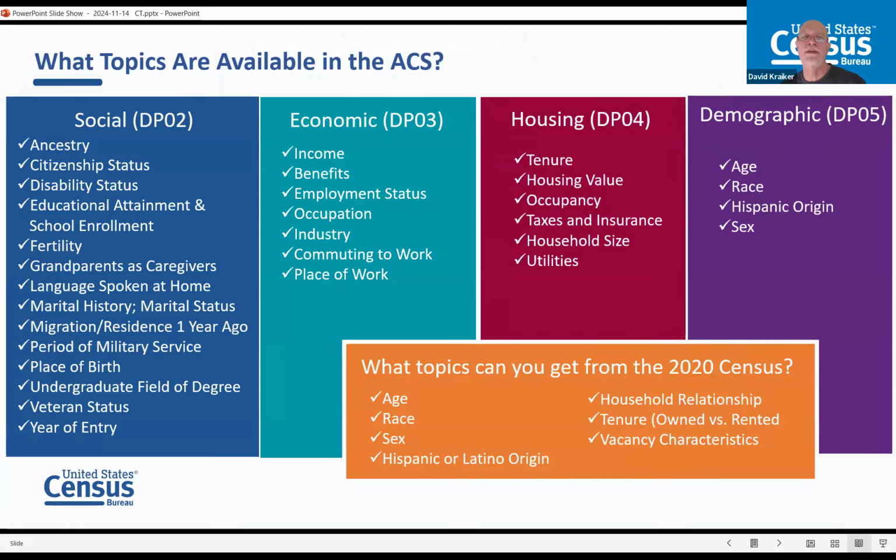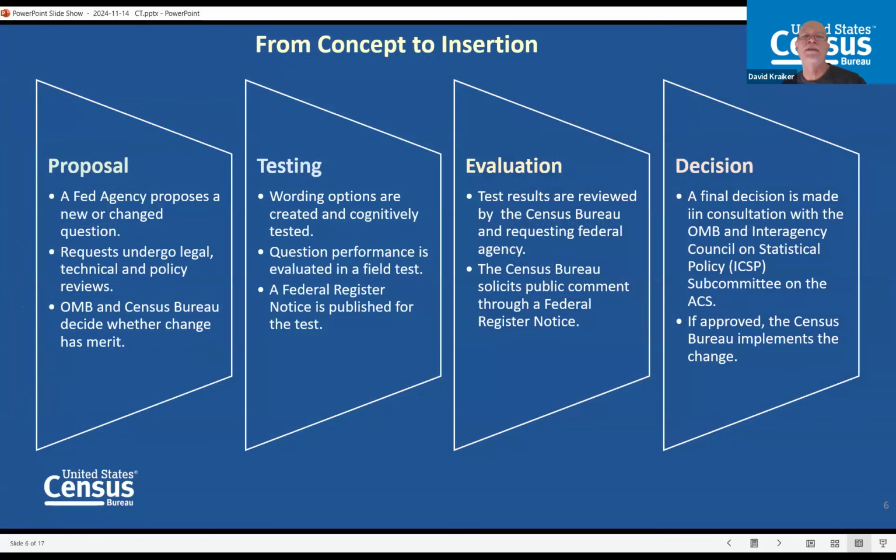If I remember, I'll show you how to find the 2020 data. It takes 5 years to get a question on the form. If you look over here on the left, the proposal has to come from another federal agency. And then we entertain that and do a little bit of research and testing.